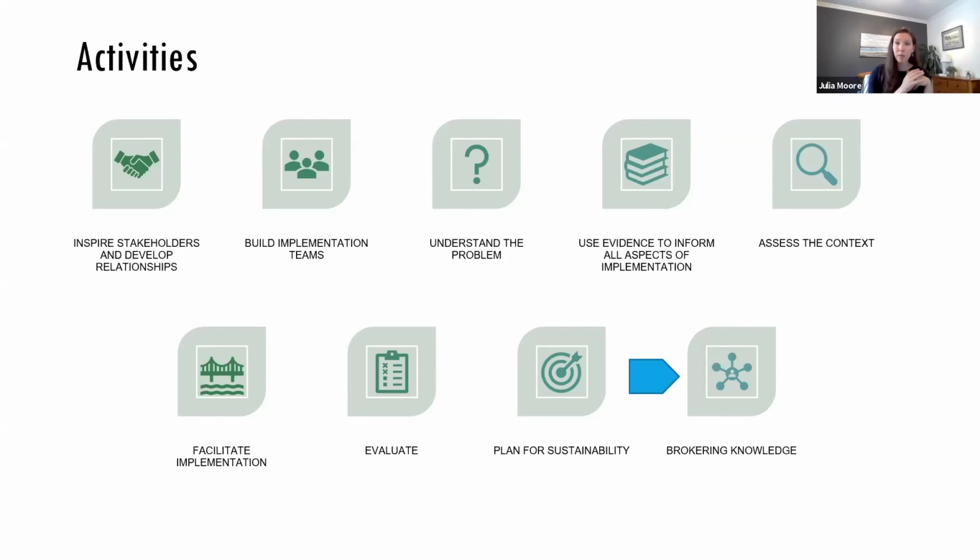Finally, sometimes implementation support practitioners need to broker knowledge. They might need to foster partnerships and leverage opportunities and encourage evidence-based decision-making. So overall, these are the 9 activities and 37 competencies that we identified and kind of mapped and grouped together that people can use to inform their implementation practice efforts.